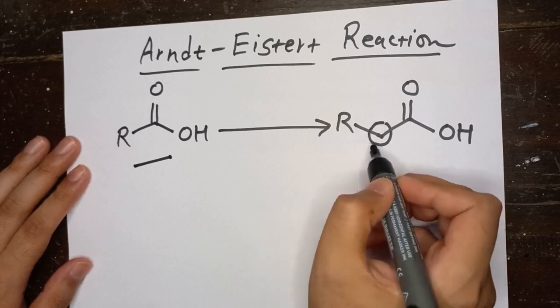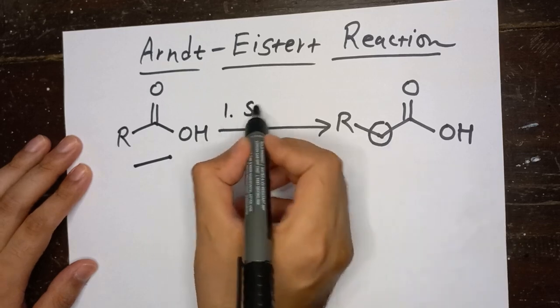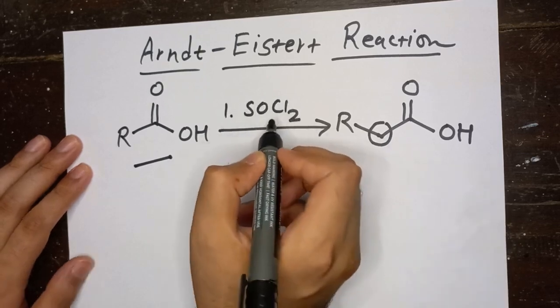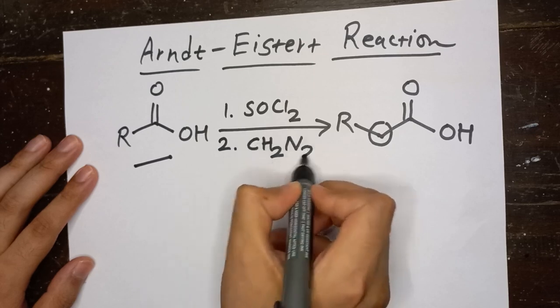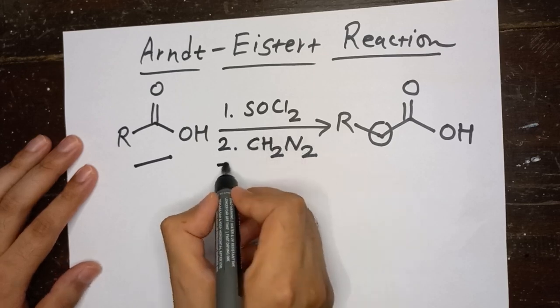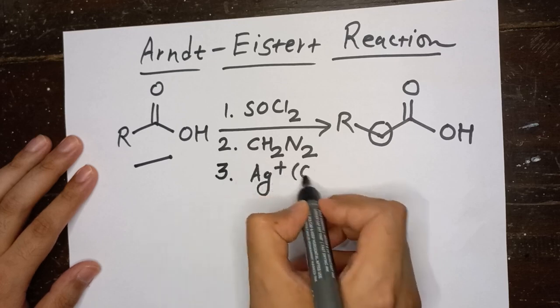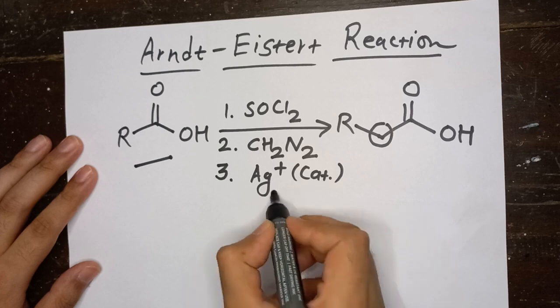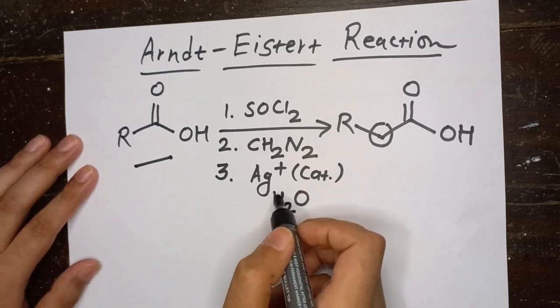group to the starting material. So to bring out this change, in the first step, we use thionyl chloride. In the second step, we use diazomethane. In the third step, we use silver salt in catalytic amount, and also we add water. So this is a general reaction.